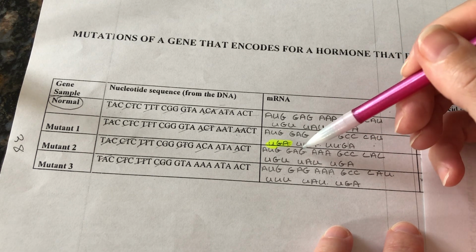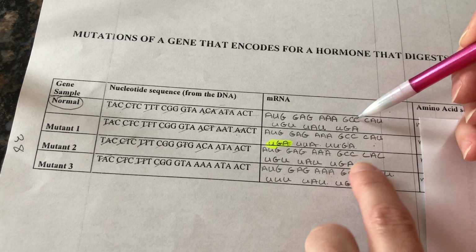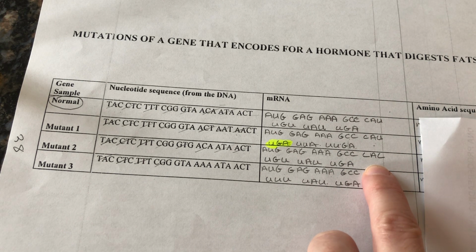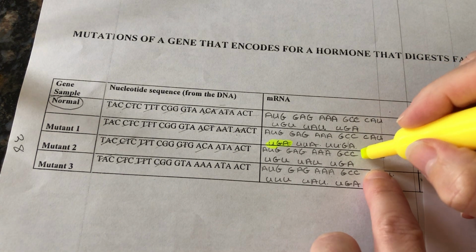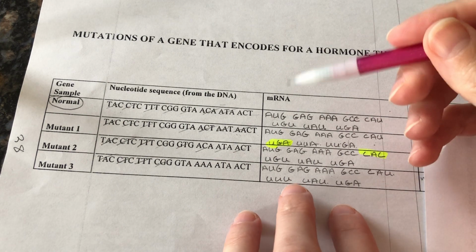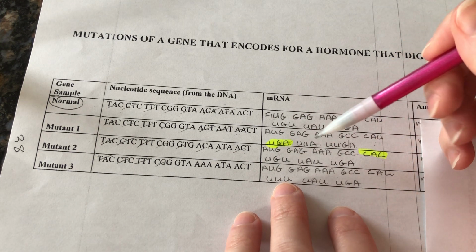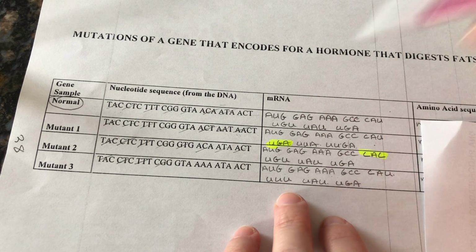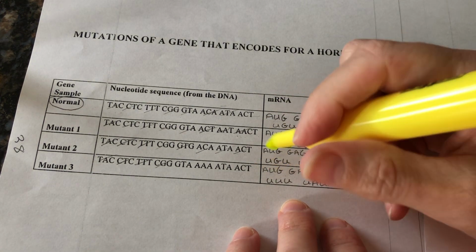Here we have everything is the same. This one up here. I'm comparing everything to the normal strand. And then when we get over here, this is where we have our problem. And then lastly, with our mutant number 3, when we continue through, we see everything is the same until we get over here.